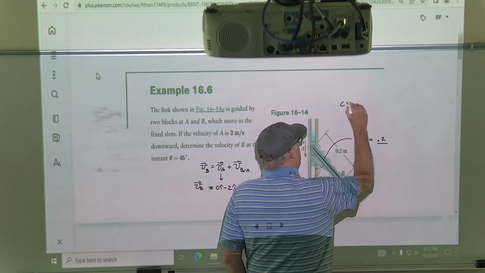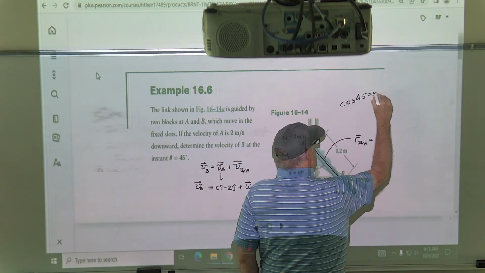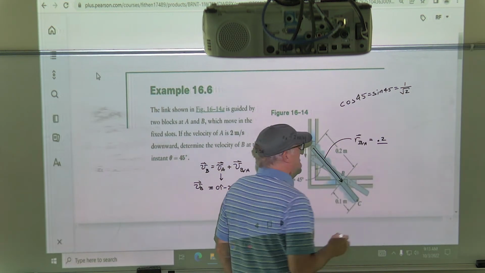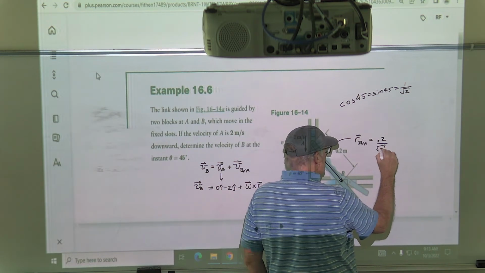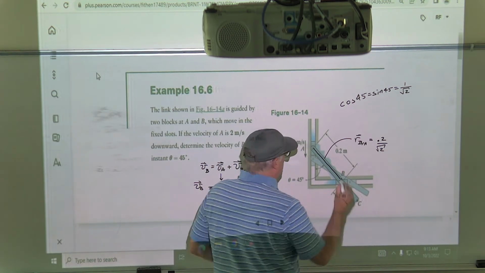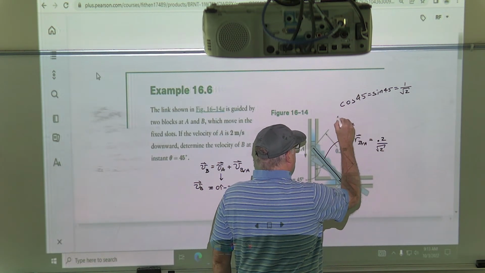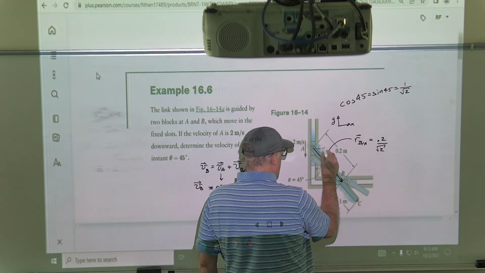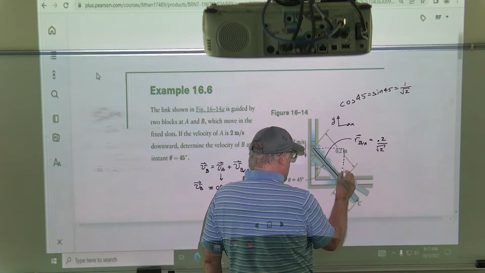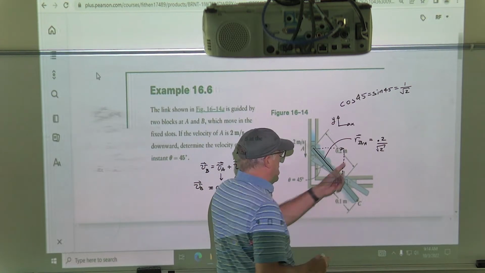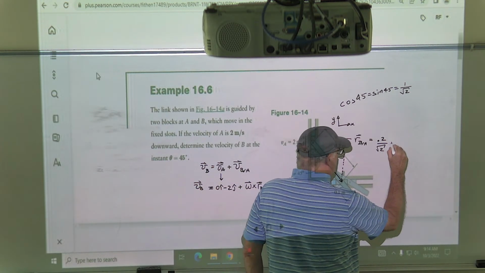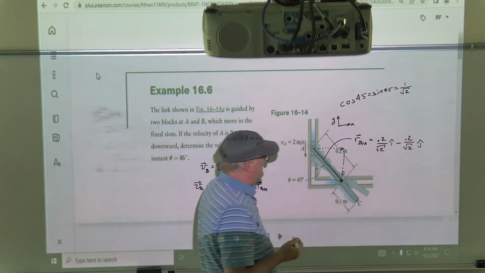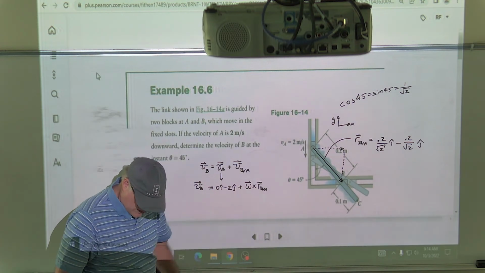Okay, so here's the thing. Cosine of 45 is equal to the sine of 45. That's the beauty of it. 1 over square root of 2. So I'm going to put that over square root of 2. And here's my X, and here's my Y. So that part is up to here, and then it comes down to here. So you get the X component going out here, and then you get the minus 2 over 32 J. Just a simple thing.